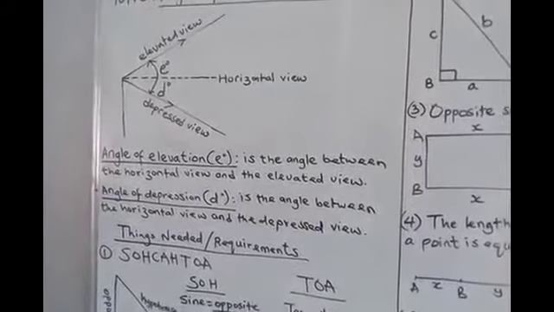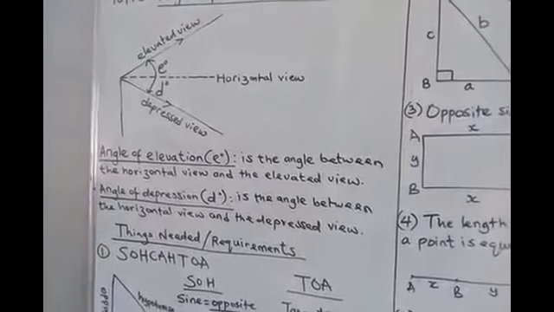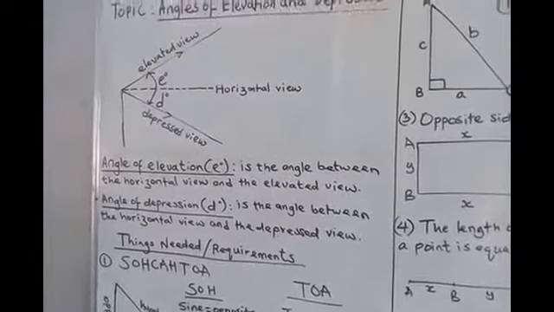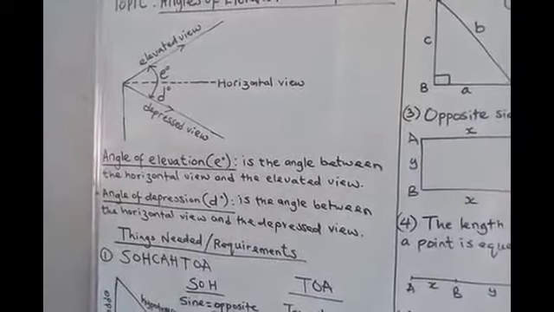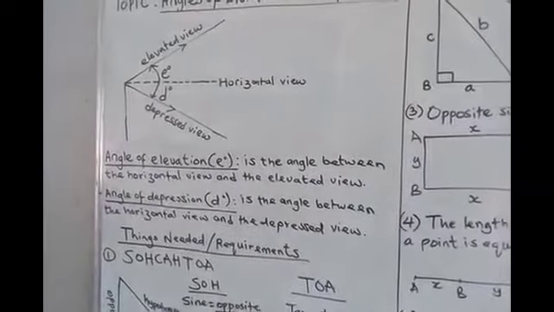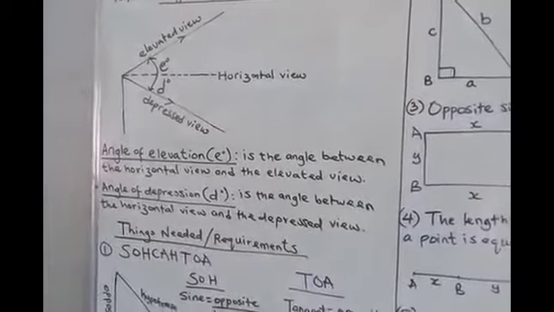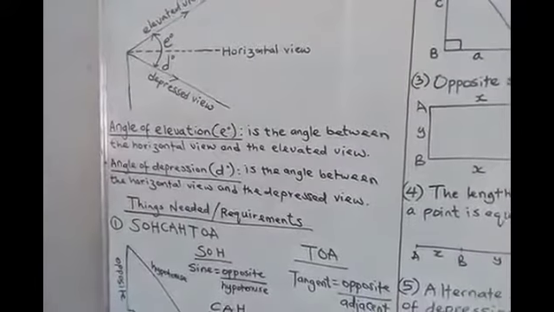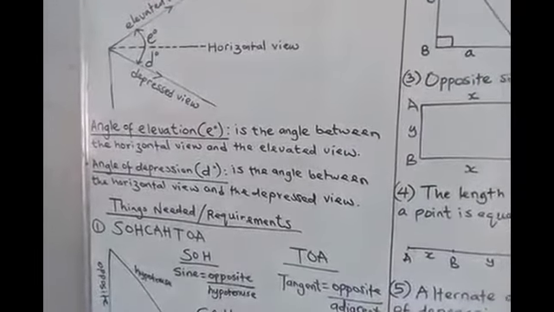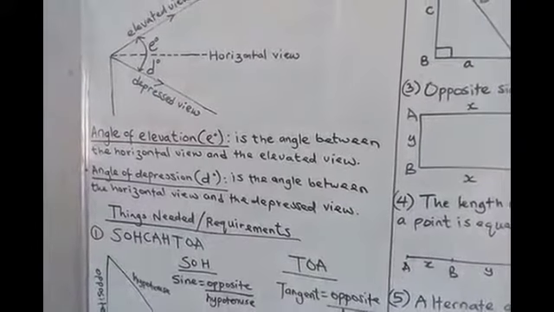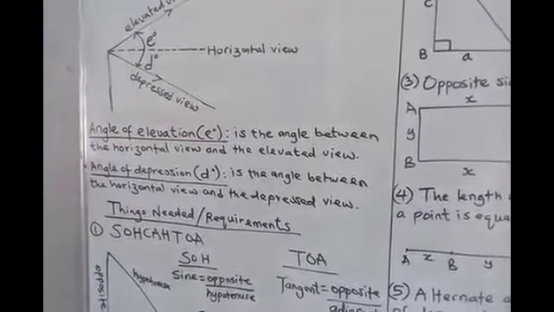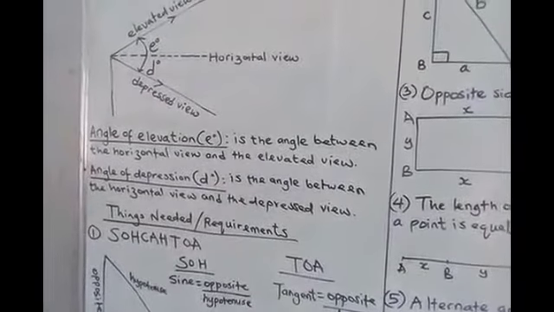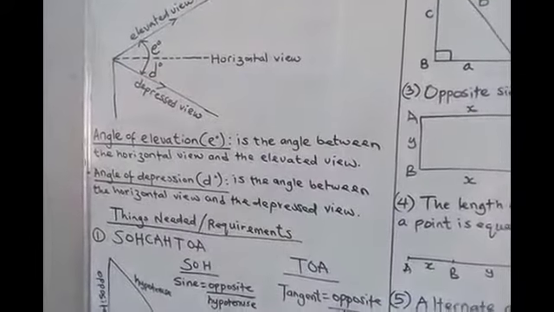So if we are discussing angle of elevation, it means we must have the horizontal view and the elevated view. But if we are discussing angle of depression, we must have the horizontal view and the depressed view. Now class, to solve questions under angles of elevation and depression, we need 5 very important things. Once you study and memorize all these requirements, questions under elevation and depression will be very easy.